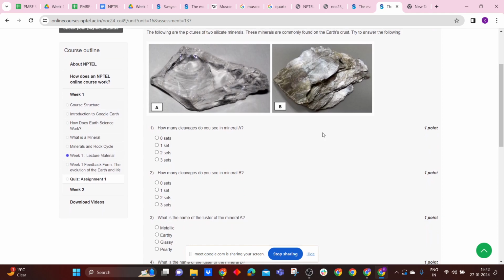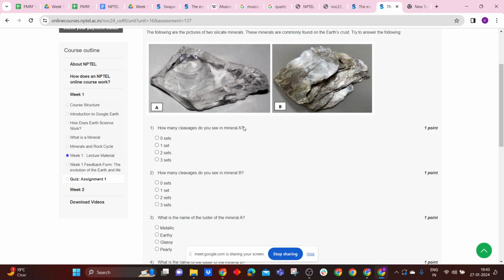Yes, sir. So please tell me, there are two minerals present on the display, right? There is a mineral A and a mineral B. Now, the first question asked here from the NPTEL course is, how many cleavages do you see in mineral A? Zero, sir. Zero. Now why will it be zero, students?